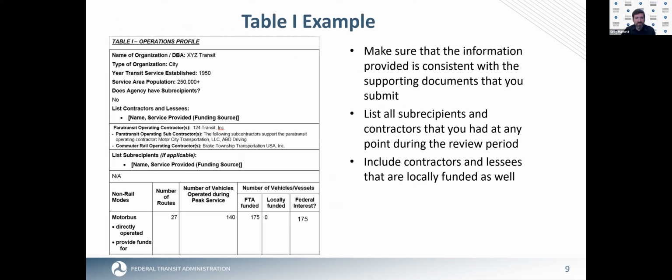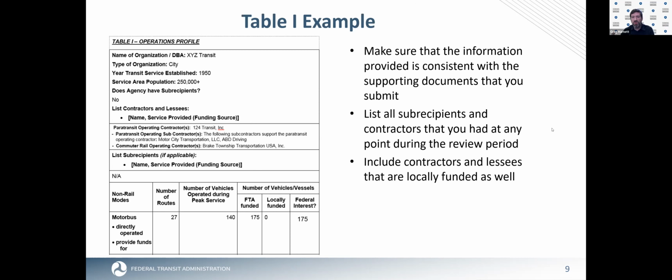Let's move on. Okay, so here's table 1, the operations profile. We want to make sure that the information you're providing here in the RIR is consistent with the other documents that you'll be uploading under the different review topics. Again, a lot has changed in the last few years. This operations profile should reflect your organization right now. If that is inconsistent with any of the documents you've uploaded, that's probably a good sign that this is the opportunity to update those older documents so they reflect your current operations.